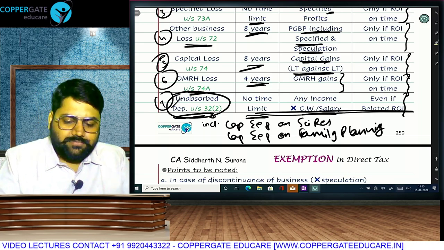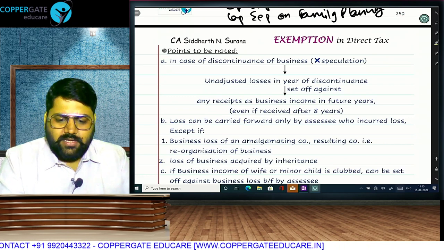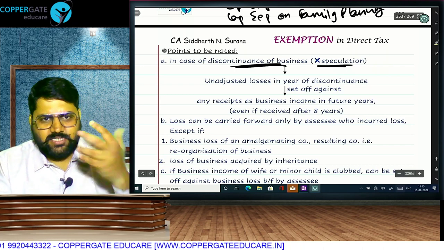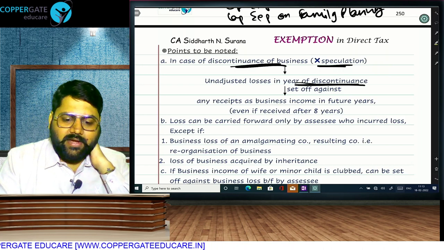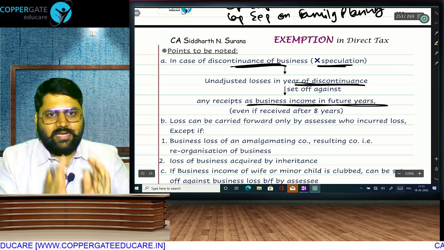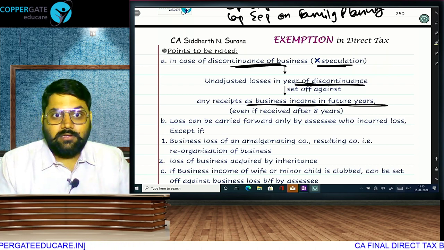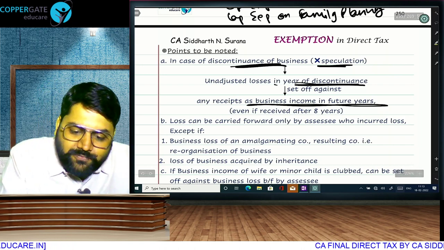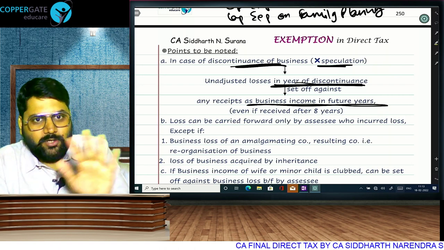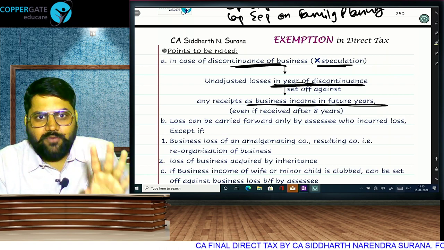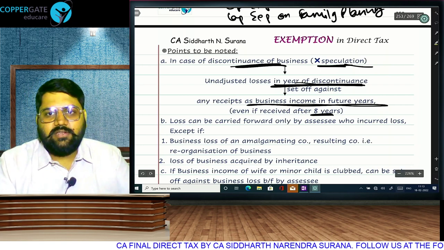In case of discontinuance of business, the unadjusted losses, other than speculation: if you stop your business, for example any normal business, and there is any loss of the year of discontinuance, that can be adjusted against any recovery. Supposing I stop my business, after 20 years there is a bad debt recovered, that is taxable, even after 20 years. So any loss of the year in which I discontinued my business, even if I have suffered losses for 4 or 5 years before I shut down my business, only the loss of the year of discontinuance will be allowed, even if I receive the recovery after 8 years, except speculation.